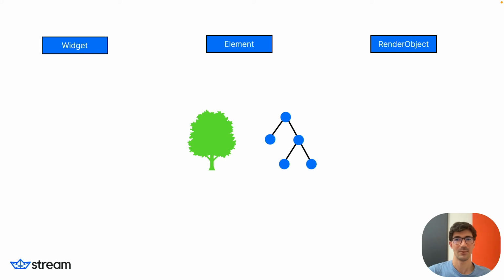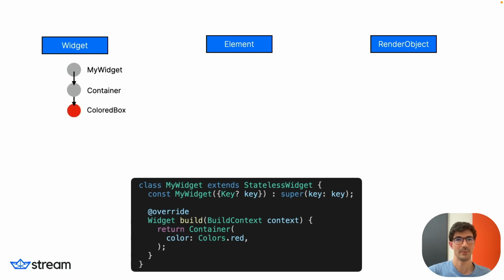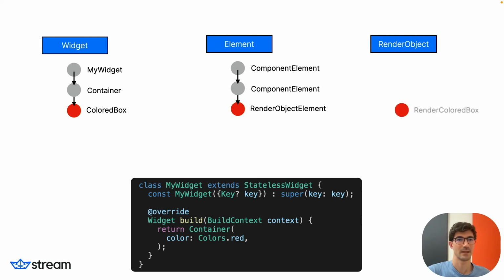There are 3 trees: the widget, element, and render tree. And we will use a simple example to illustrate how these 3 trees work together. We have a widget called myWidget that returns a red container. And as you can see, Flutter builds out our tree. The interesting bit at this point is that there is another widget added automatically called a colored box. In the element tree, you will note that we have a component element and a render object element. And then finally, we have a render colored box in the render tree, the only thing in our render tree at the moment. Flutter created everything to the left to finally have this one render object.